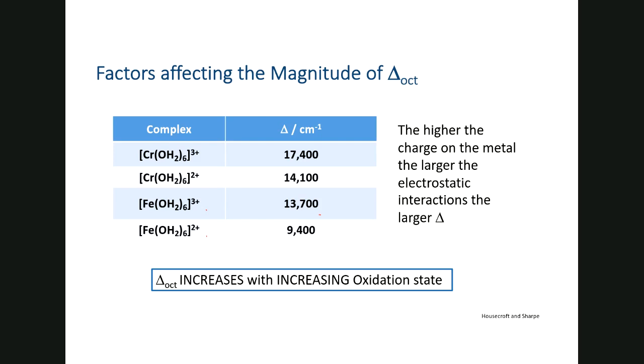So therefore, if I had an iron 2 complex and I were to oxidize it, and if I were to measure delta O, it would actually increase upon oxidation. And this is because when I have a higher oxidation state, the higher the charge of the metal, the larger the electrostatic interaction, the larger delta, right? So as I oxidize my metal, it's going to get smaller. The metal-ligand interaction is going to increase, so therefore I'm going to see a bigger splitting occurring there for my octahedral.